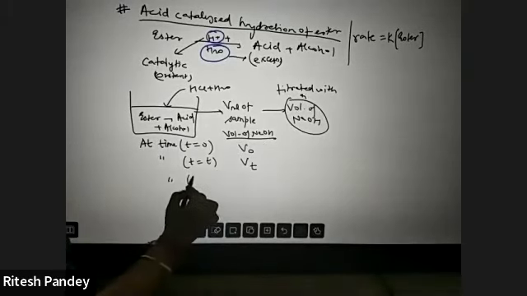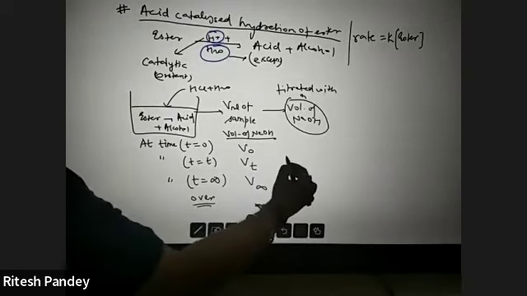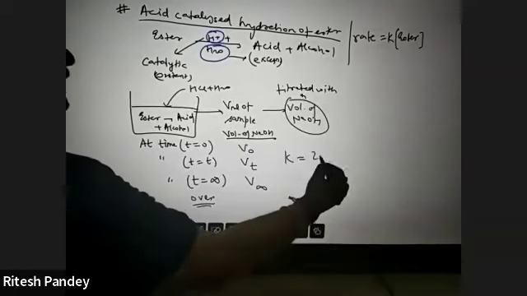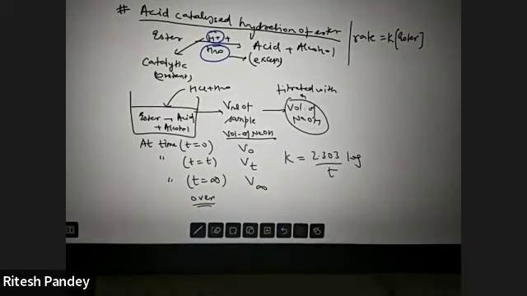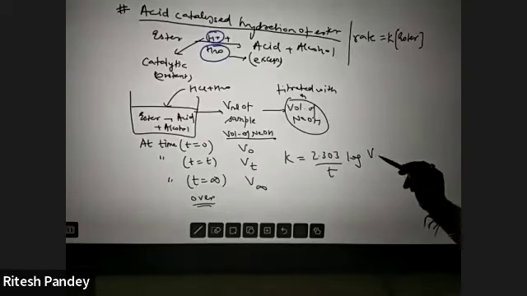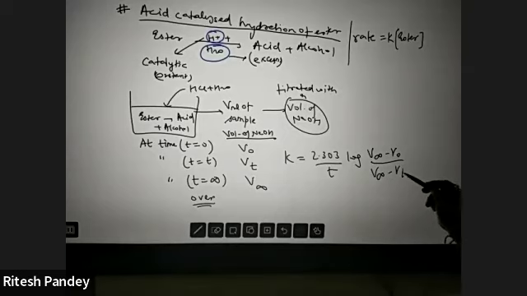And at time t is equal to infinity, this basically means when the reaction is over, it is V infinity. Yet again, you have to prove that K is equal to 2.303 by t log of V infinity minus V naught upon V infinity minus Vt. See, I want this idea to be ensconced. Please take it down. I hope you're understanding the story.